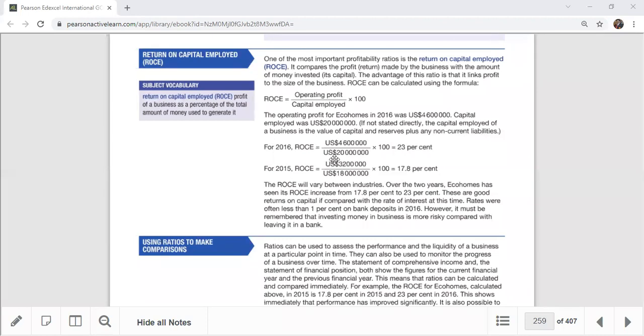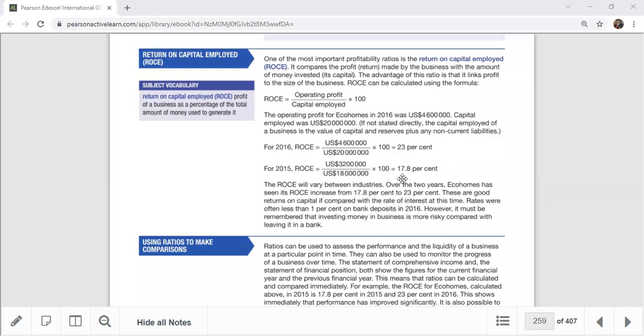According to that, you can see the 2016 ROCE is 4.6 million over 20 million, that is 23%. And the 2015 ROCE is 3.2 million over 18 million times 100, that's 17.8%. ROCE will vary from industry to industry. Over the 2 years, Eco Homes has seen ROCE increase from 17.8% to 23%.